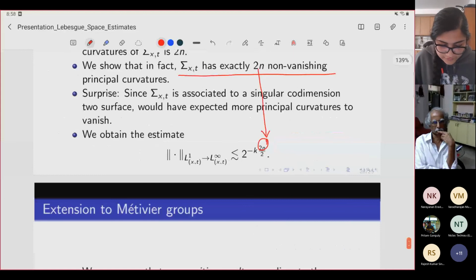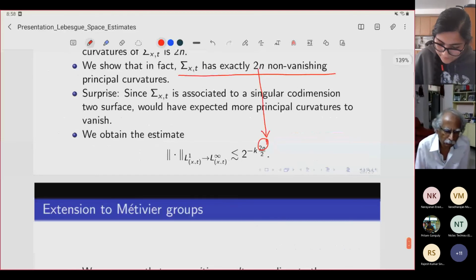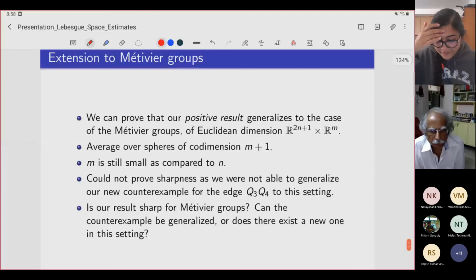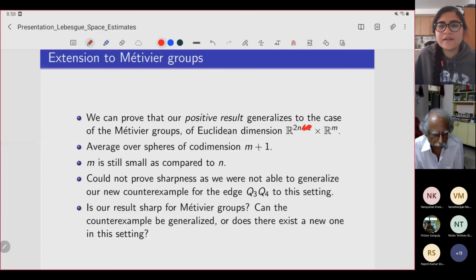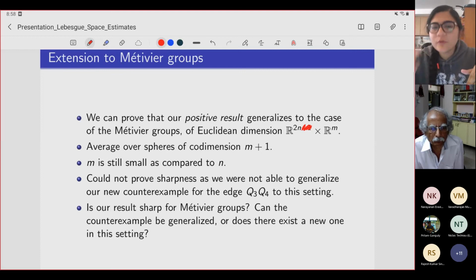Okay. So maybe in the last slide, let me just talk about extensions and something which remains open. In fact, our positive result extends to Métivier groups, which are of Euclidean dimension R^2n times R^m. So instead of the one perpendicular direction, you have m, the center is of dimension m, and that means the spheres we are taking averages over are even more singular. They have codimension m plus 1.